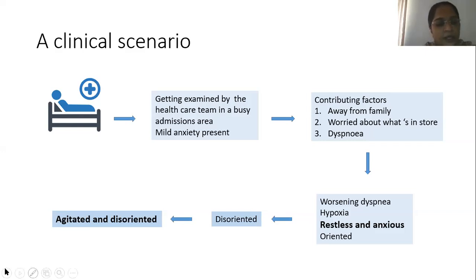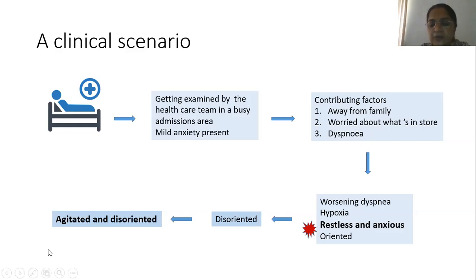Okay. So when a patient comes to the hospital, he or she gets examined by the healthcare team in a busy admissions area, and there's mild anxiety present. What are the contributing factors for this anxiety? First of all, the patient is away from family. The patient is coming alone, worried about what's in store next. The patient might have dyspnea. Then the dyspnea worsens, there's hypoxia. Then the patient becomes restless and more anxious, but the patient is oriented.